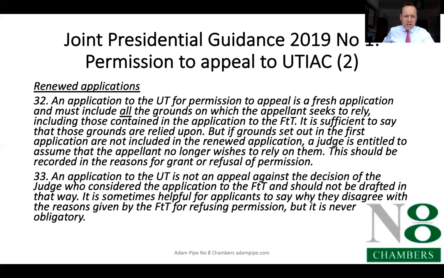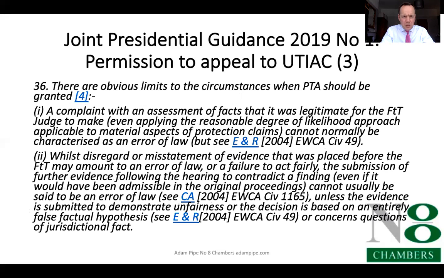Paragraph 33: an application to the upper tribunal is not an appeal against the decision of the judge who considered the application to the FTT and should not be drafted in that way. And I've seen that recently. I've seen some renewed grounds where it's framed as an appeal against the judge who refused permission. That's not right. But it is sometimes helpful for applicants to say why they disagree with the reasons given by the FTT for refusing permission, but it is never obligatory. So I usually engage with the judge who refused permission without coming across like it's an appeal against that judge, in order to show why my grounds are arguable and why permission should be granted.